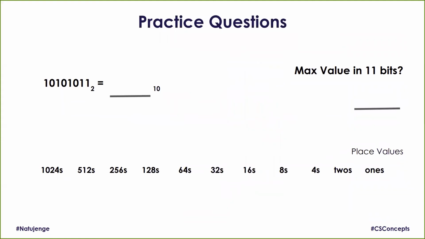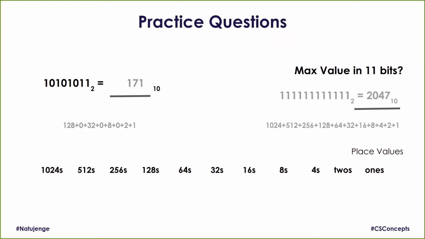Because you know that, I will allow you to just do some basic conversions, and I've given you the place values for you to get a hint. So you can pause the video for a few seconds and then resume. I hope you've done the computations by now, so I'll display the answers. So the first value is 171 in base 10, and the maximum value in 11 bits is essentially 2047, which you can use the formula to compute the same.